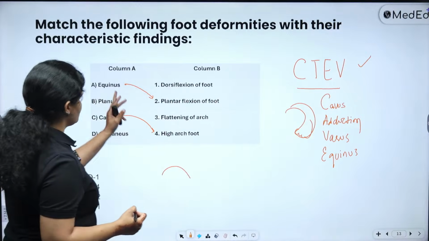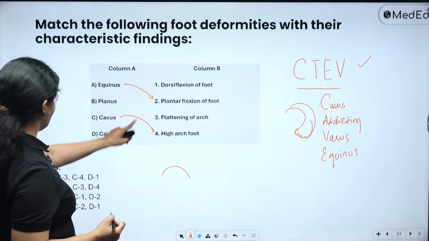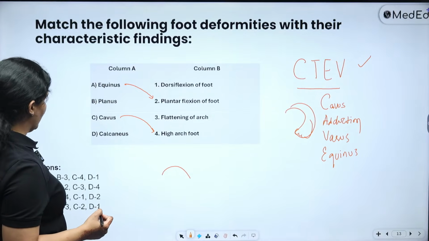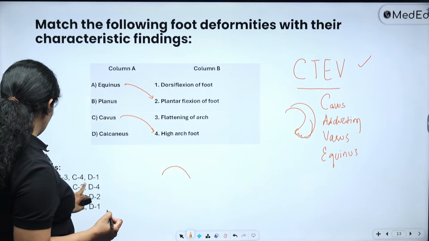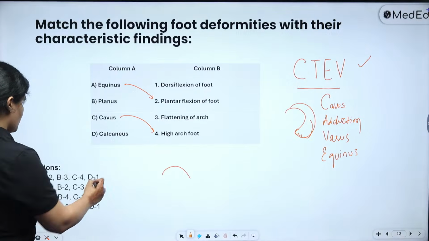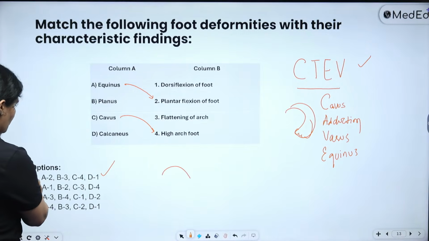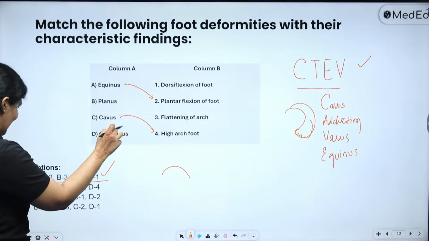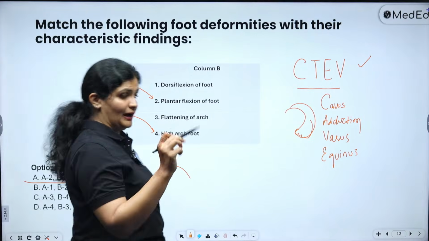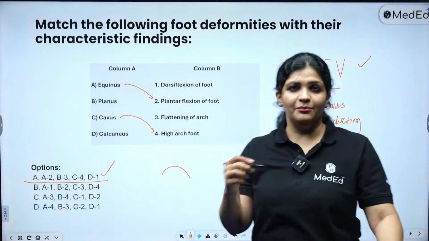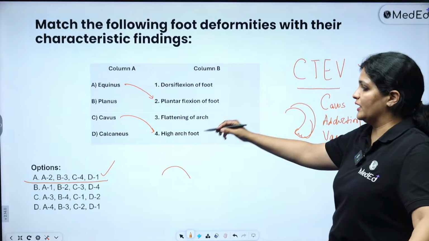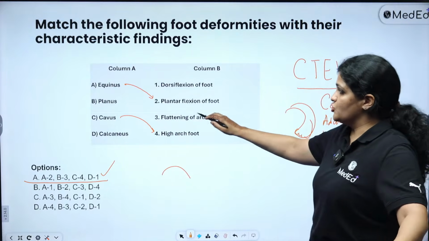So high arch foot. Let us match with A2. Yes, A2 and C4. So the answer directly comes as option A. Whenever you see such questions, don't panic first. Try to eliminate, try to attempt them, and then you can easily find the answer. Now I'll teach you what is planus.